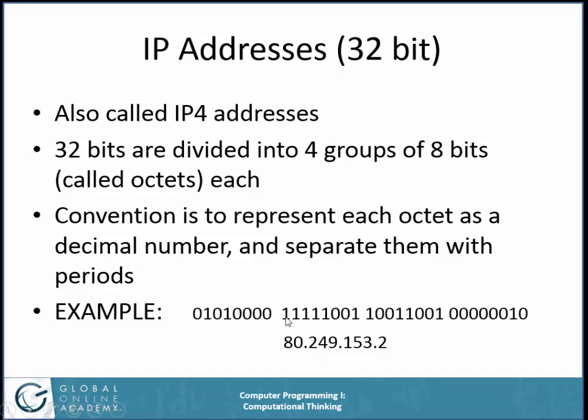The next one. I've got a 128, a 64, a 32, a 16, an 8, and a 1. That adds up to 249. A 128, a 16, an 8, and a 1. That adds up to 153. A 2. That adds up to 2. So this IP version 4 address we would call 80.249.153.2. I'll bet you've seen numbers like this. It's called dotted decimal notation, but it's just a way for humans to understand 32-bit numbers.